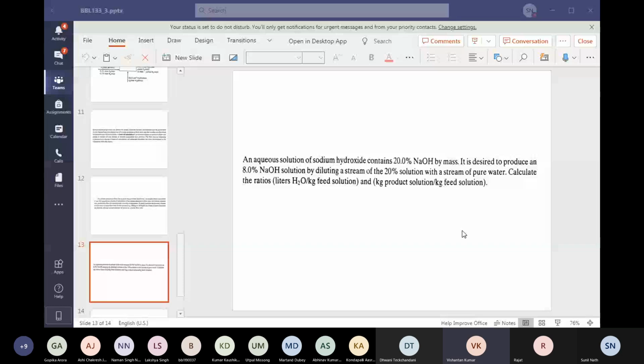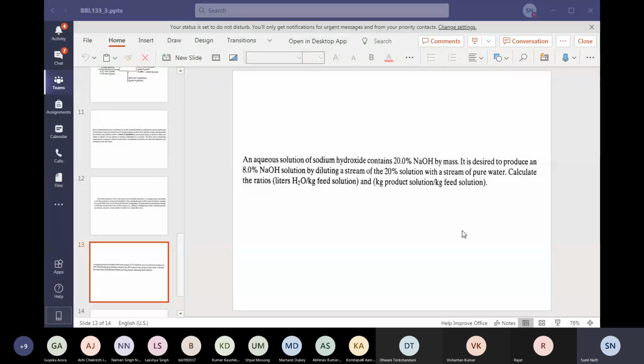Sir, I didn't get one thing. Why is this a batch sort of process? Because you are basically charging, say, a basis of 100 grams of NaOH plus water or feed solution. Nowhere are you flowing something at a constant flow rate. So it is not a steady state flow process for sure.